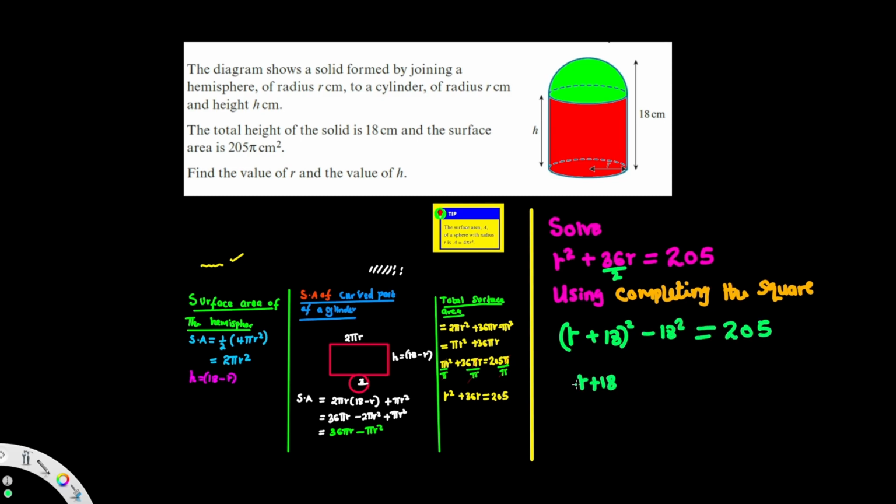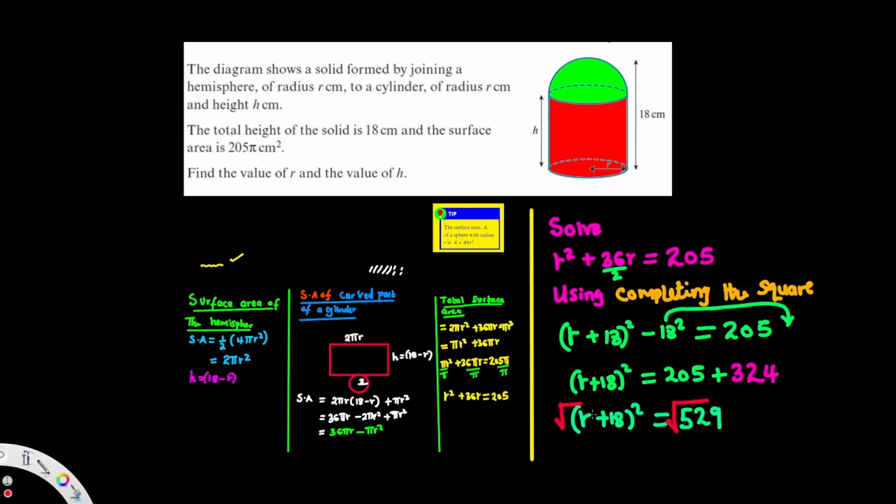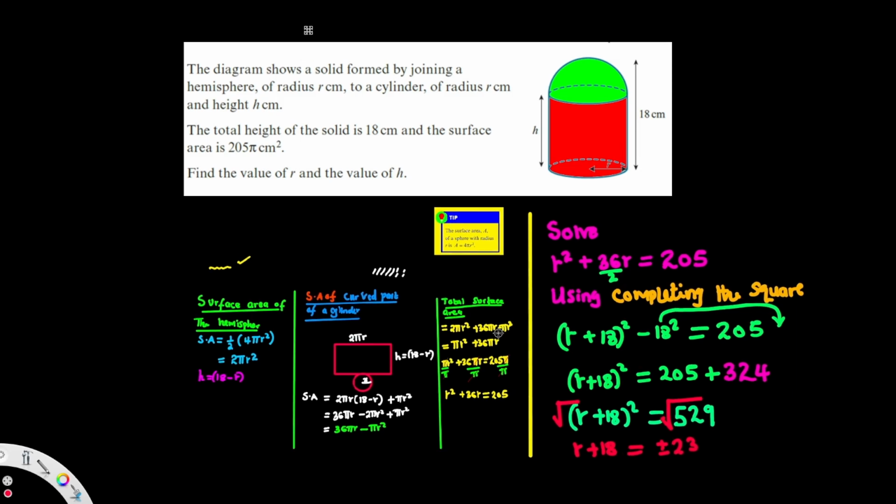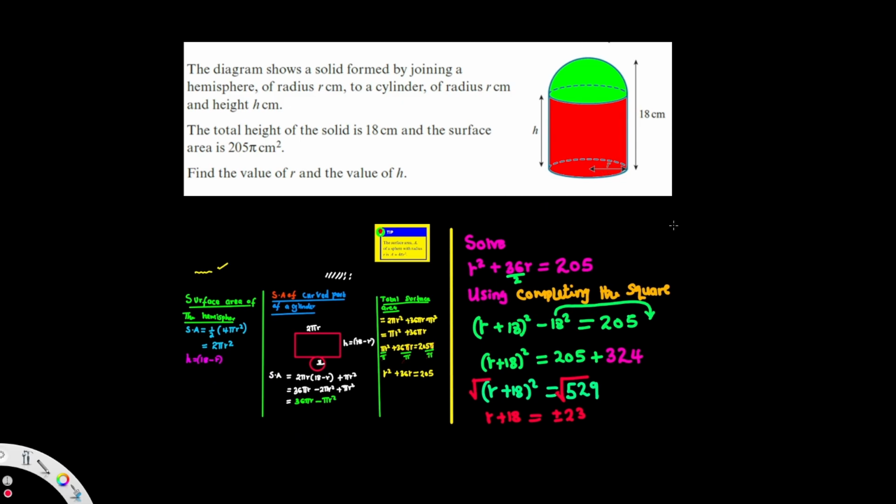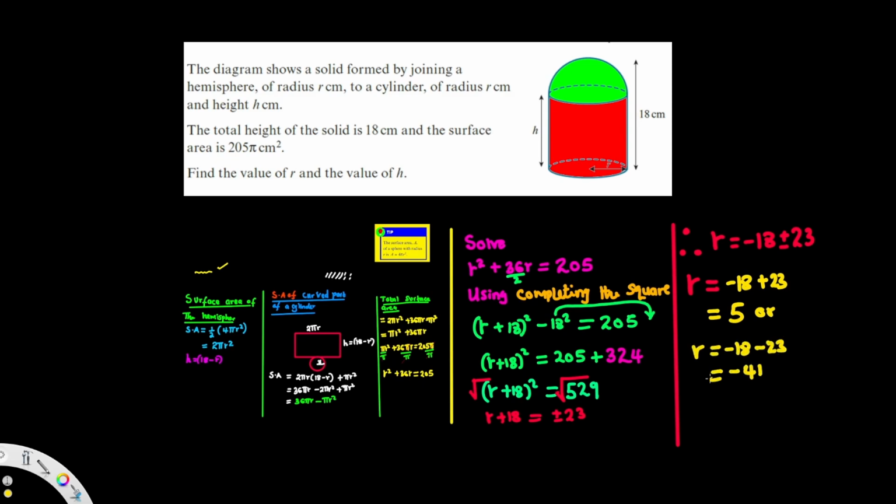Of course, we're going to take this to the other side, then we are going to add 324, which is going to give us 529. Then find the square root on both sides, which is going to give us 23. So we have two solutions here as well. So r equals negative 18 plus or minus 23, and the first value of r is going to be 5, or negative 41.